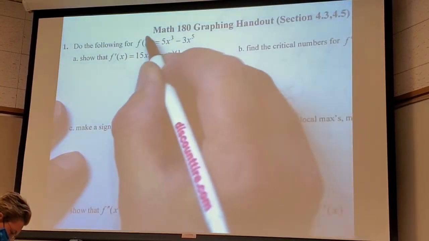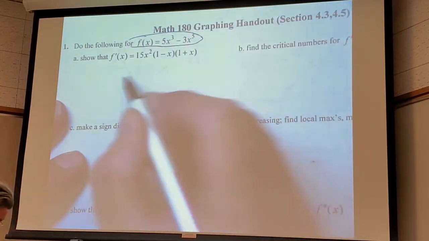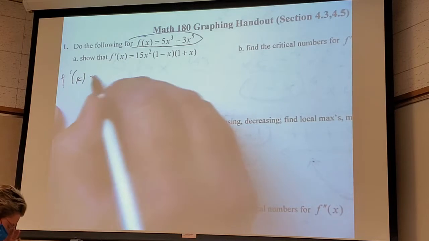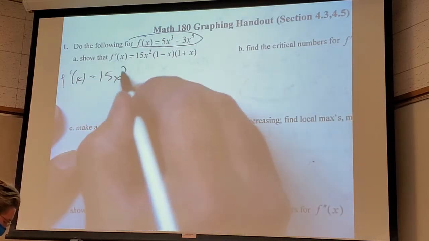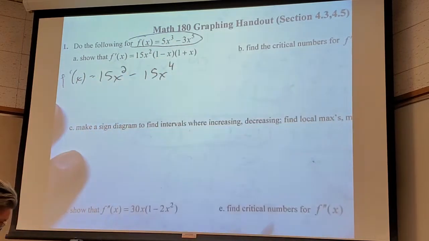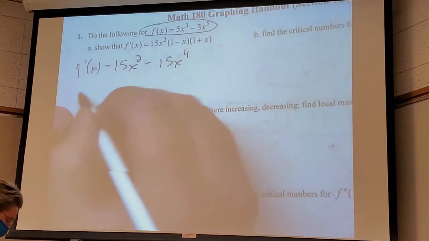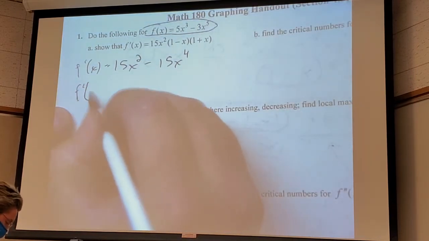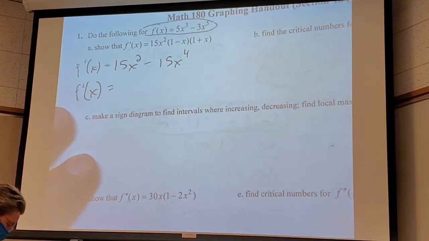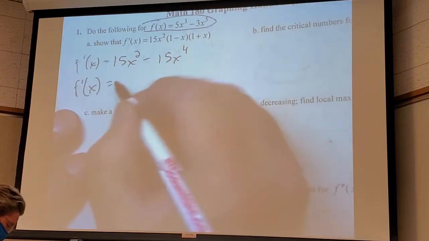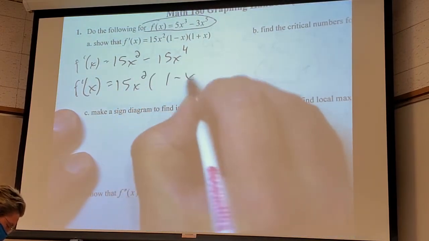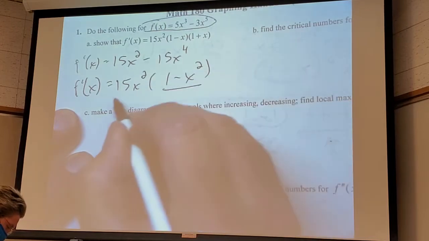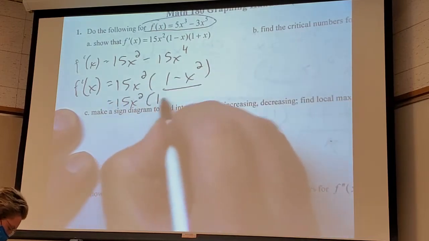So this one's really nice. When I do the derivative, it's just a beautiful, simple thing. 15 comes out, x squared comes out. And then this is just the difference of squares. So sure enough, I did that.